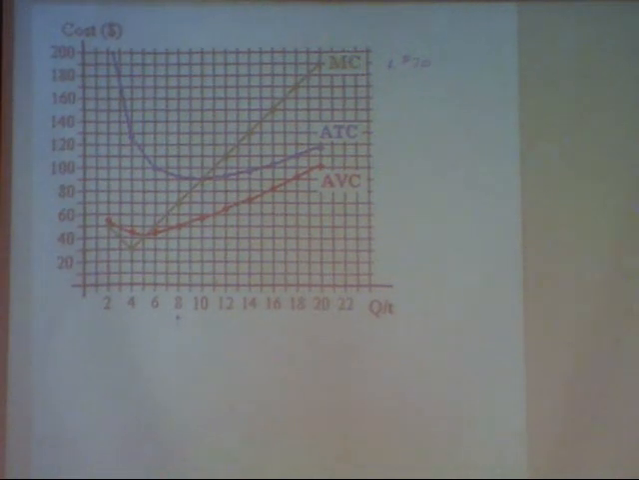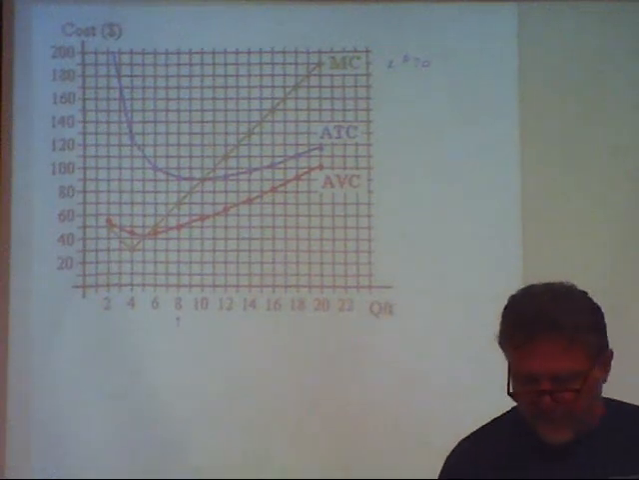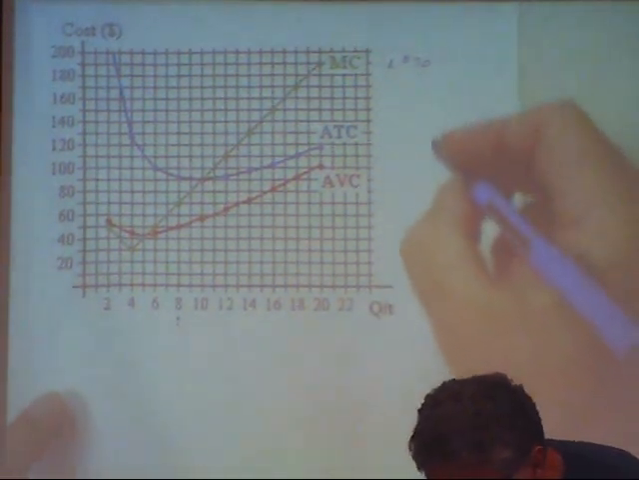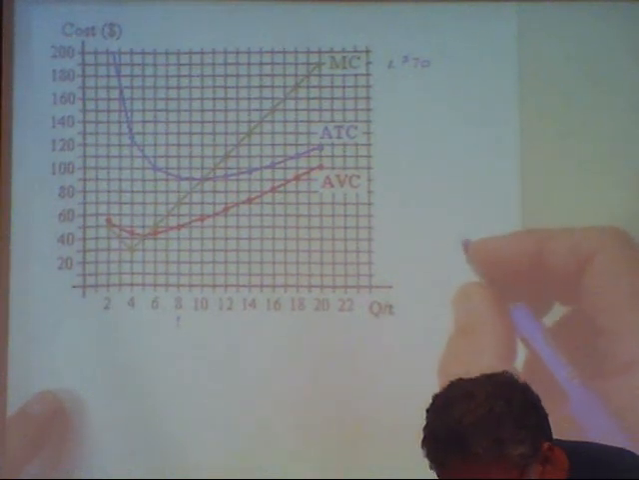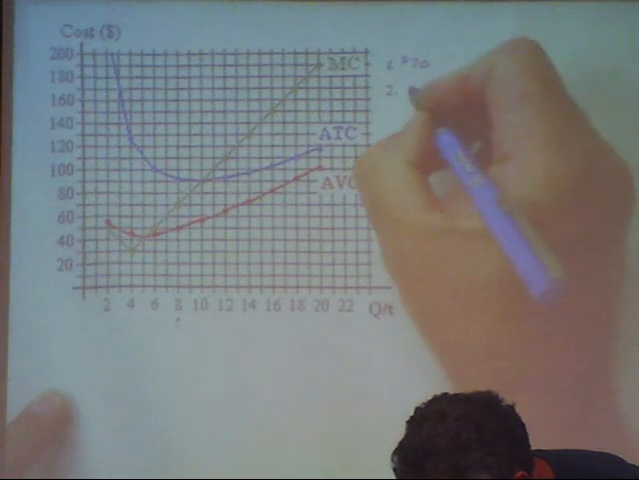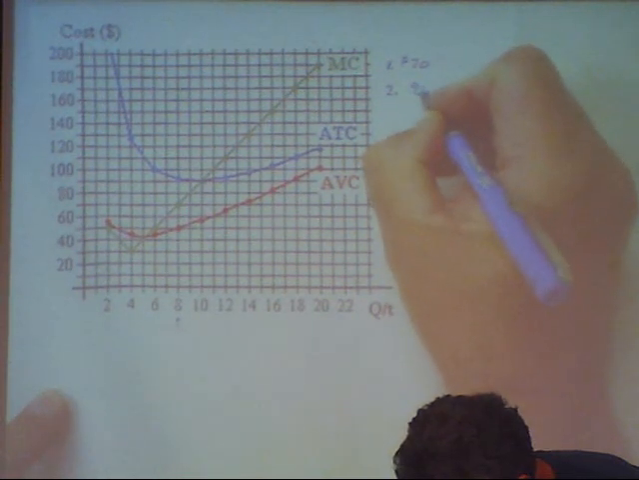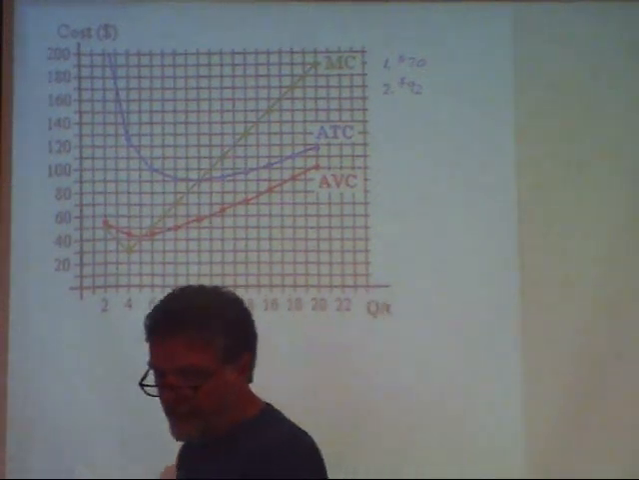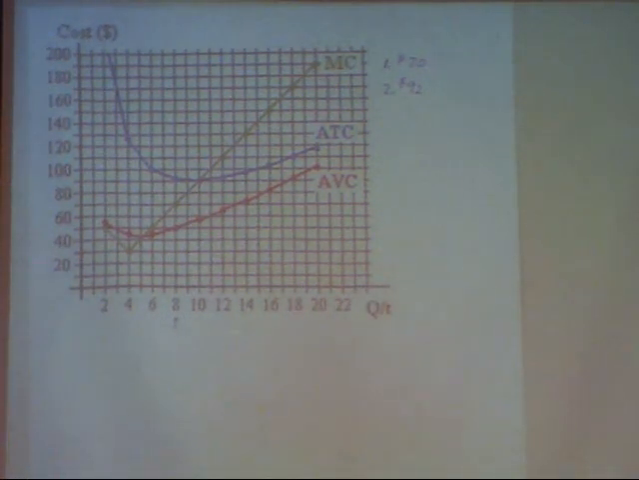No way to get it exactly. I'm going to say it's about $92. Maybe it's 91, maybe it's $93.02, but approximately $92. That's a pretty good estimate for the average total cost.